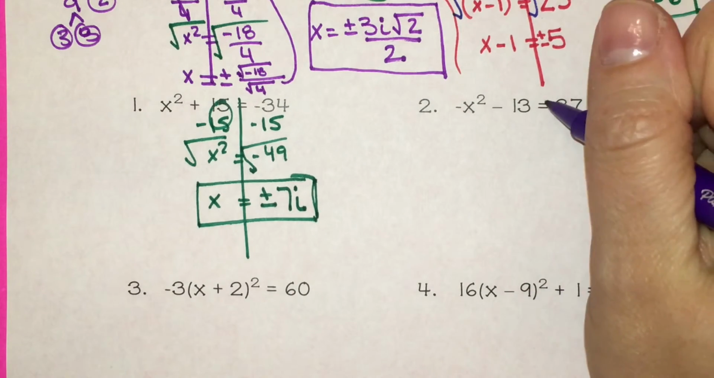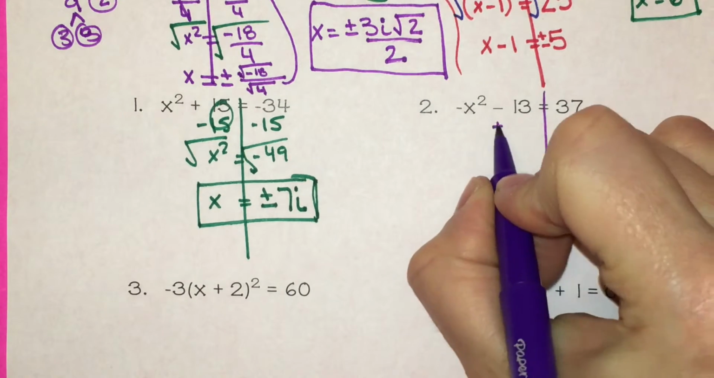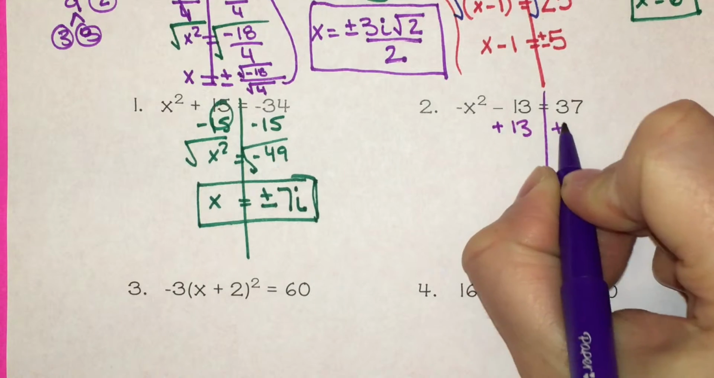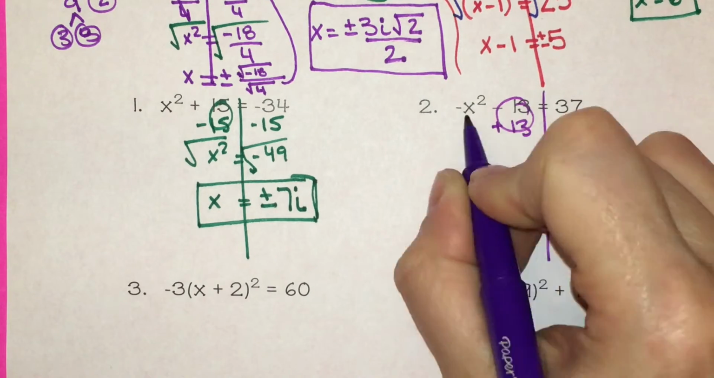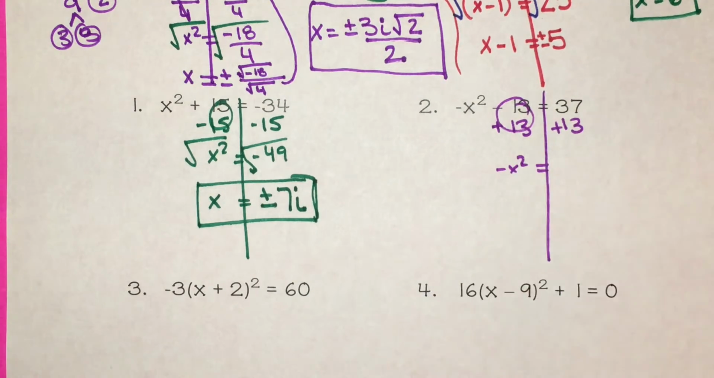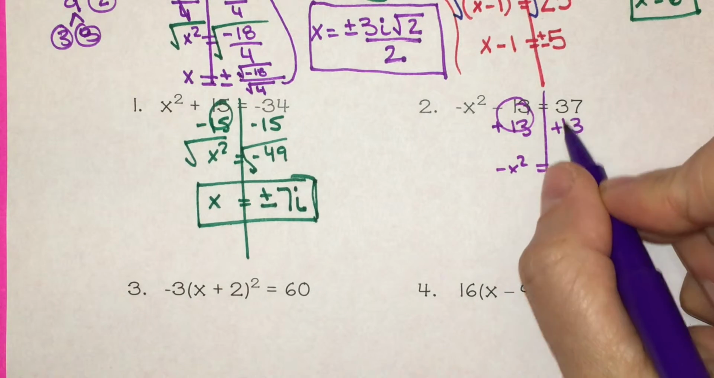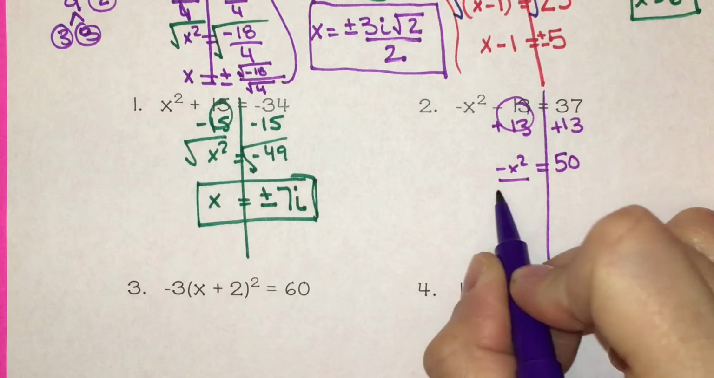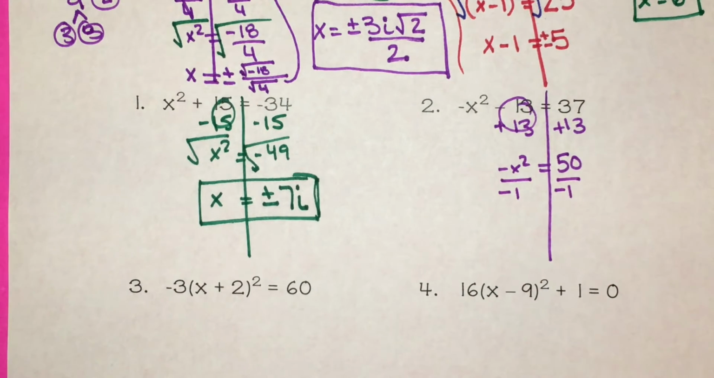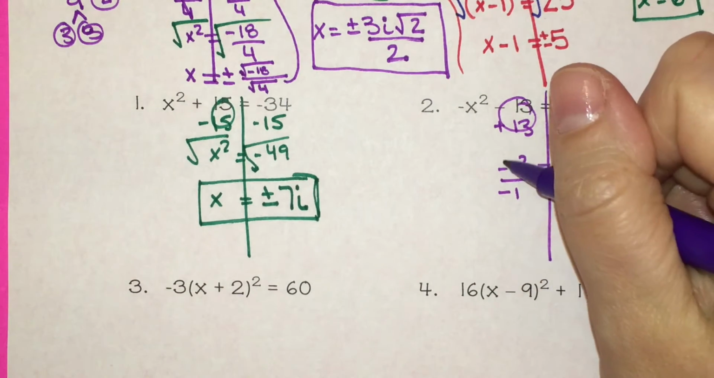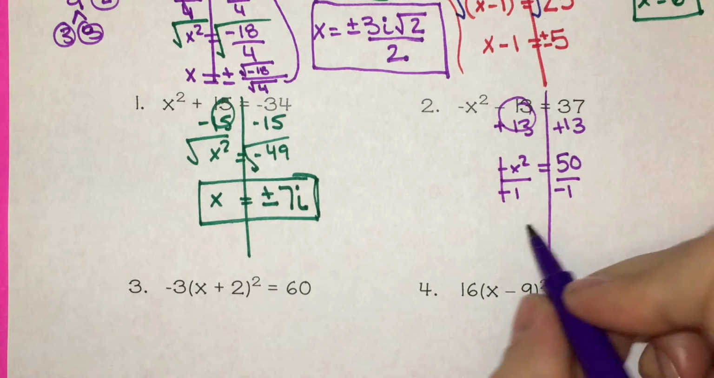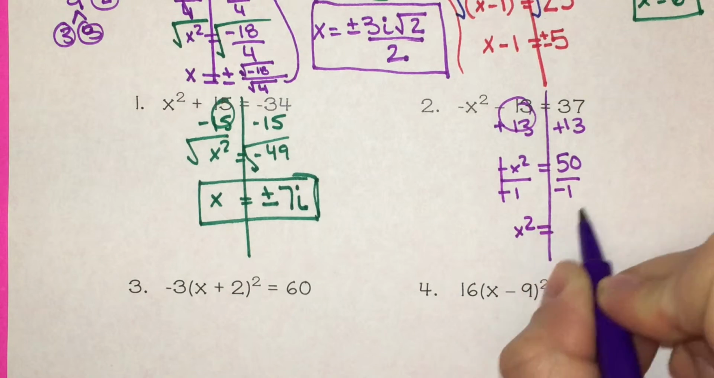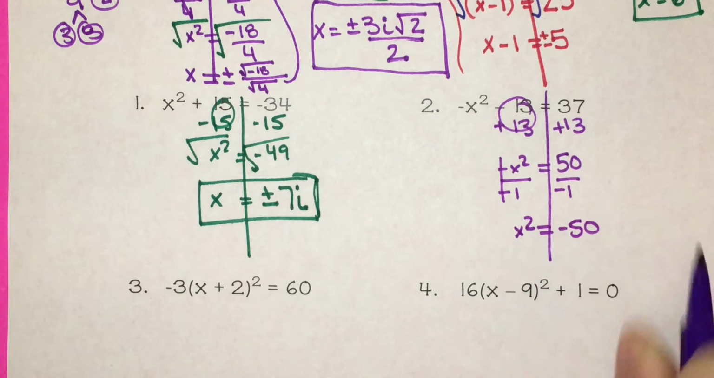Okay, number 2. Start by adding 13 to both sides. We get negative x squared equals 50. All right, here's the tricky part. You cannot have a negative x squared. It has to be positive x squared. So I'm going to divide both sides by negative 1. You could have multiplied by negative 1, same thing. Negative divided by a negative is a positive. So I have x squared equals negative 50.